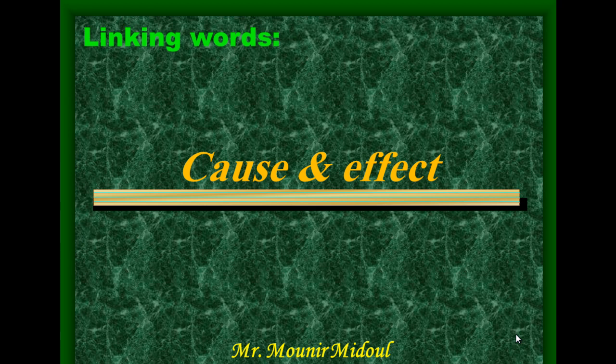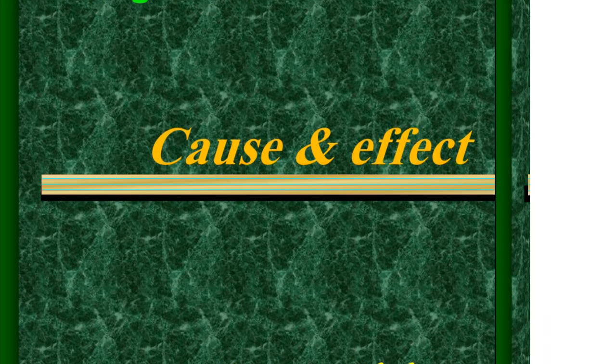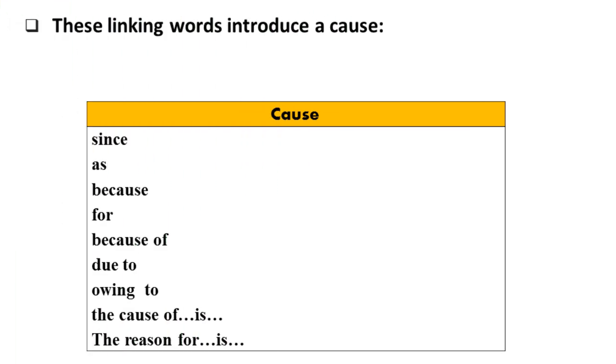In today's lesson, I'll be teaching you some common linking words used to connect two sentences together, explaining a cause and effect relationship. So we'll start by linking words of cause. These linking words are used to introduce a cause. The most common ones are since, as, because, for, because of, due to, owing to, and the phrases the cause of is and the reason for is.